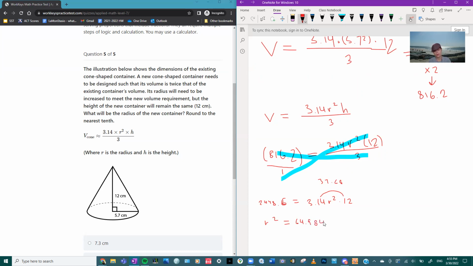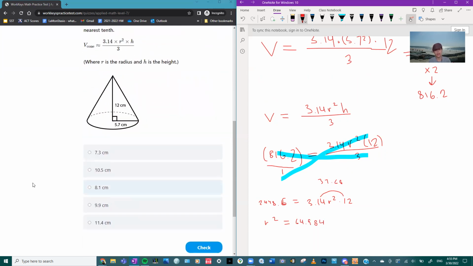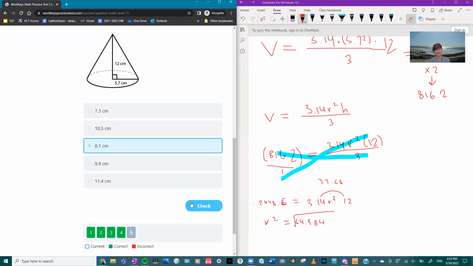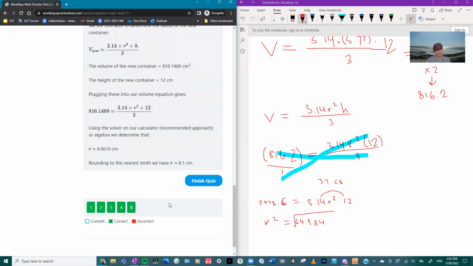Now, let's see, is that an answer choice? That's not an answer choice. So they were a little bit nice on this. They might try to trick you and make you think that's the answer, but it's not, because r squared equals that. So we got to take the square root of it. So the square root of 64.984 is 8.06, which rounds to 8.1 centimeters. And that's the answer. So there you go.